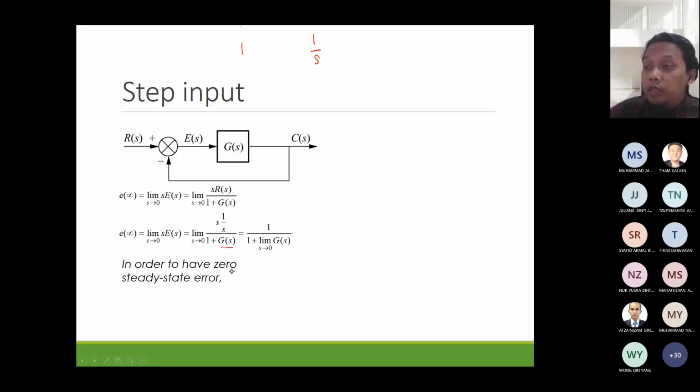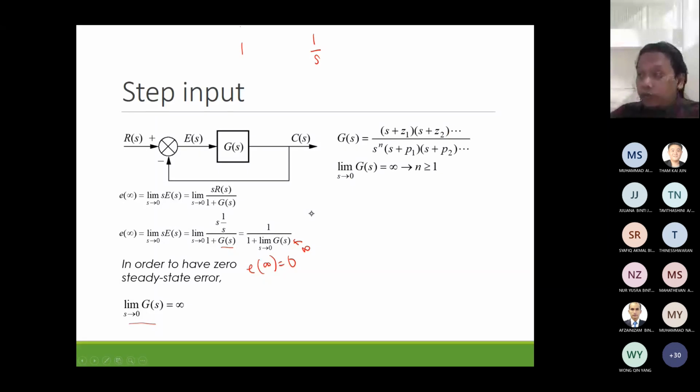So in order for this system to have zero steady state error, we want e(∞) equals 0. The only way this can happen is when the limit as s approaches 0 of G(s) equals infinity. When the denominator becomes infinity, everything becomes 0. So for this system to have zero error, this limit must be infinity. Let's say your transfer function G(s) equals (s + z1)(s + z2)... where z1, z2 are the zeros, and p1 and p2 are the poles, divided by s to the power of N times (s + p1)(s + p2) and so on.